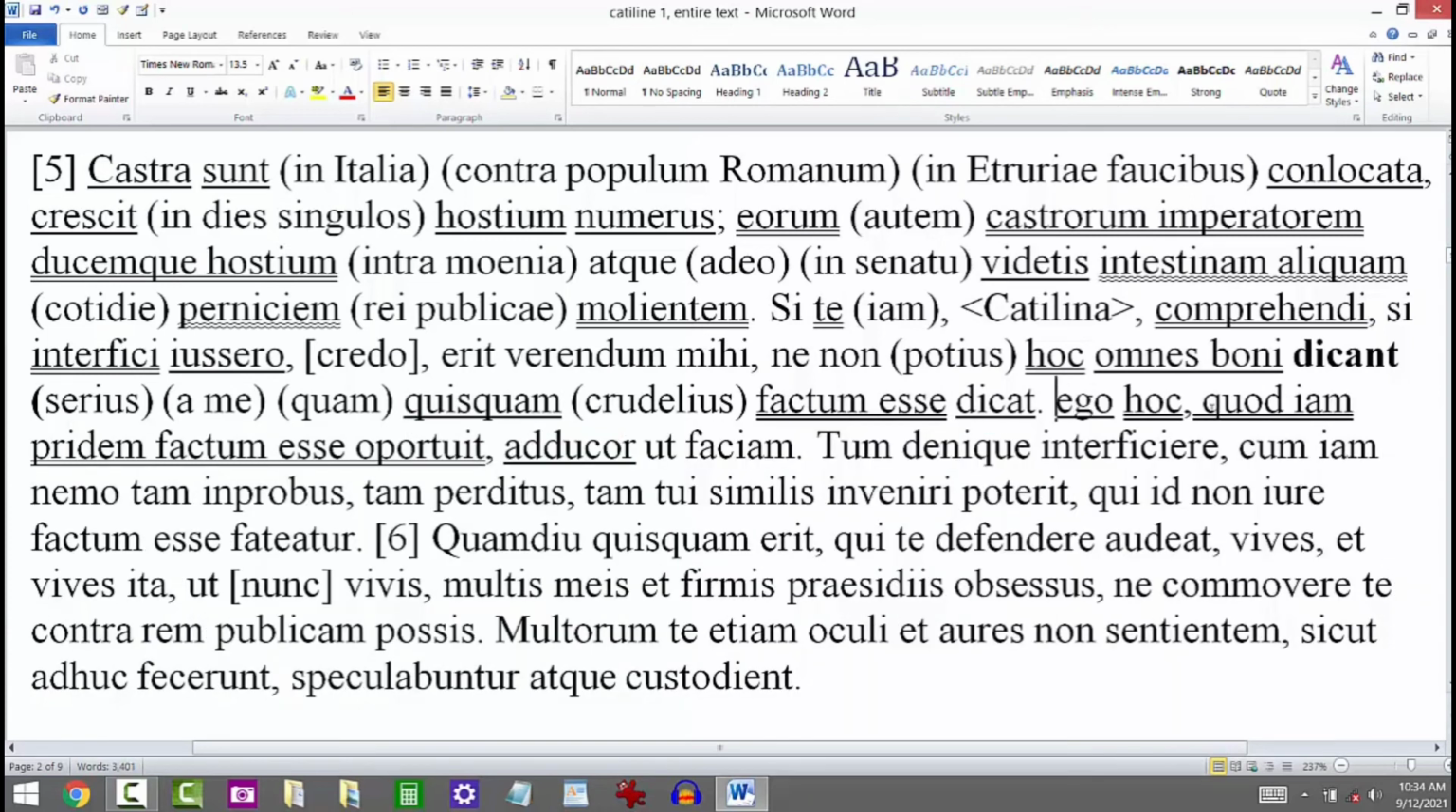Ego hoc quod iam pridem factum esse oportuit, adducor ut faciam. Okay, so remember there's a non dum yet. There's a non dum before adducor, but we'll pretend there isn't. Okay, so I am induced to do, or that I do, this which now for a long time, iam pridem, has been necessary, esse factum, to be done. Done, factum, fourth principal part of facio, esse, to be done.